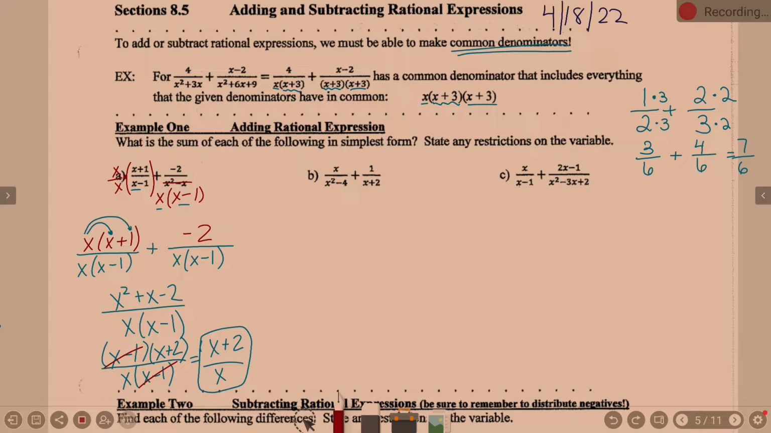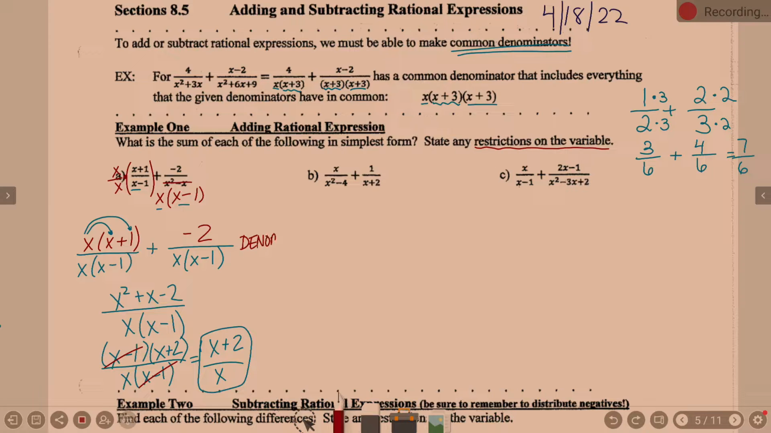Now, before I forget, I honestly did kind of forget, it's still a thing this lesson: restrictions on the variable. How do we find restrictions on the variable? Set the denominator equal to 0. Okay. And I, of course, would use my factored denominator.